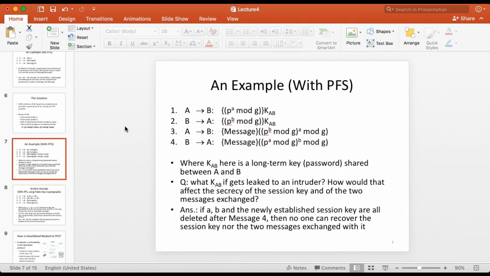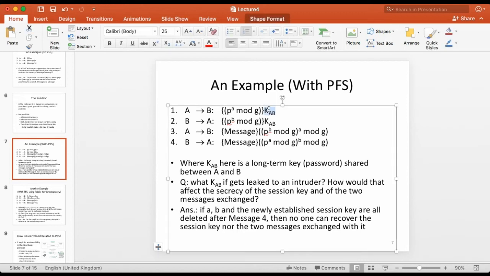So as a result, even if we did compromise the long-term password, the historical interactions between Alice and Bob carried out according to this protocol will still be safe and secret.